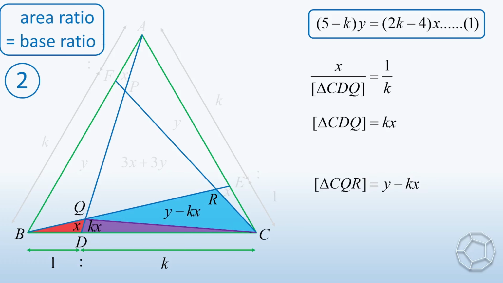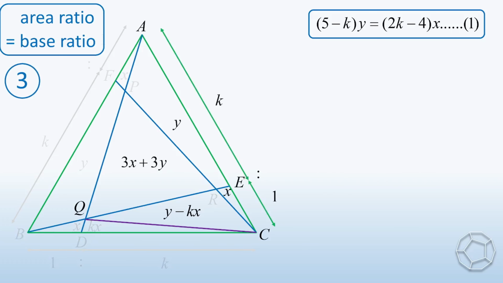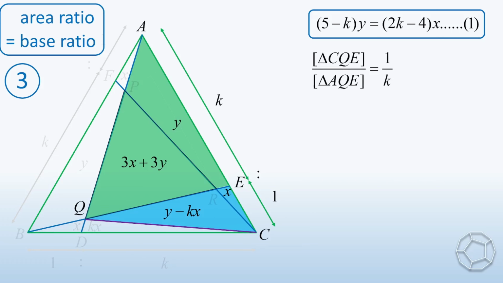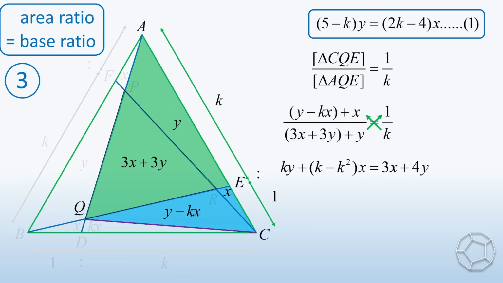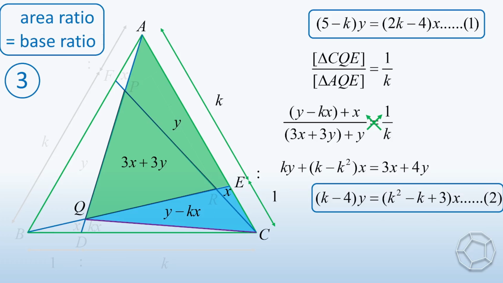Alright, let's make use of the ratio for the third time. We focus on the side AC and two other triangles. Again, the ratio of the areas is equal to 1 over k. That is, (y minus kx plus x) over (3x plus 3y plus y) is equal to 1 over k. Cross multiply the equation and group the like terms, just like what we have done so far. It becomes (k minus 4) times y is equal to (k squared minus k plus 3) times x. Let's call this equation 2.